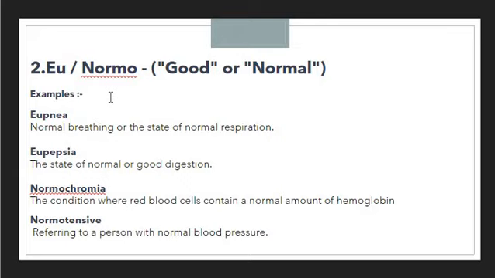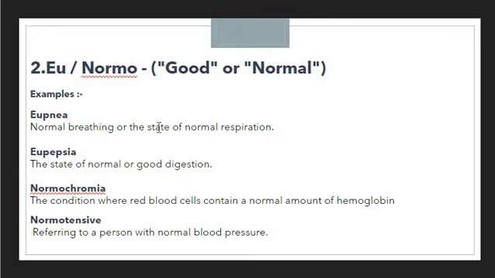Let's see the example. Eupnea, normal breathing. You can see normal is included: normal breathing or the state of normal respiration. Whenever you are going to denote something as normal respiration, in that case you will use eupnea. Clear? Then we have eupepsia, the state of normal or good digestion. Here again we are using the prefix eu, which is showing the state of normal and good digestion.